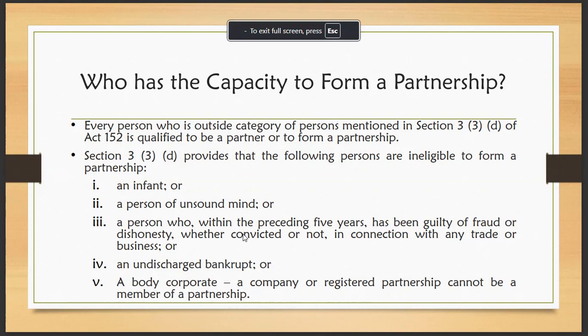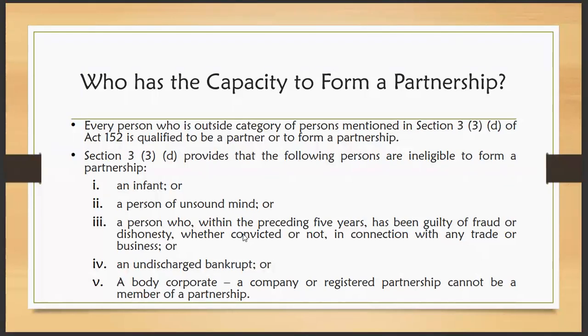Then undischarged bankrupt. If you have been declared bankrupt, in other words, you're owing so many people, they make demands on you, you're not able to pay your debts, and then you run away to seek protection of the law and declare yourself bankrupt. Then so long as you have been declared bankrupt, meaning that you are not creditworthy, you are not able to pay your debts, you don't qualify to enter into a partnership agreement.